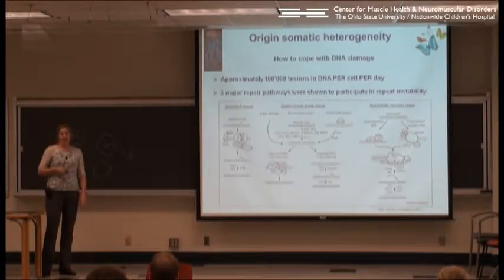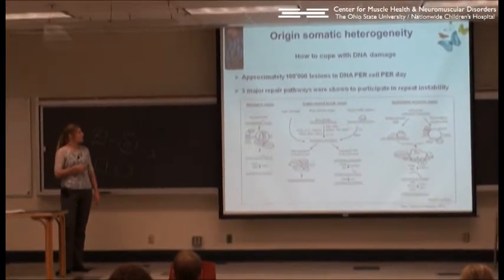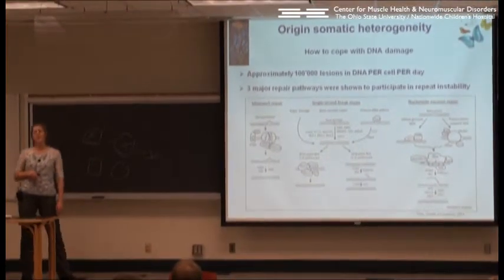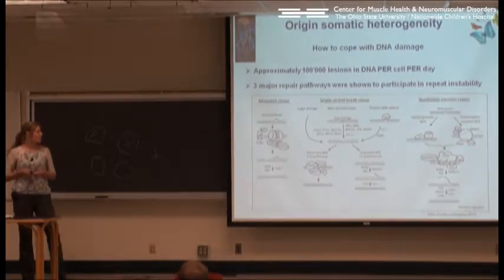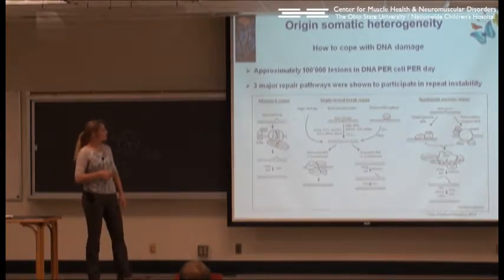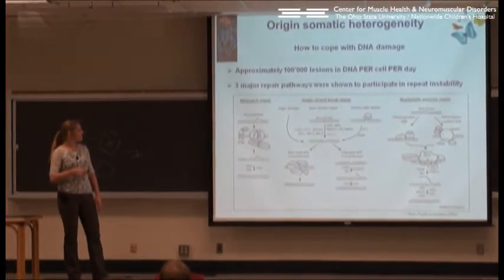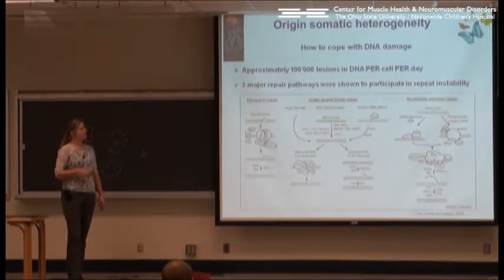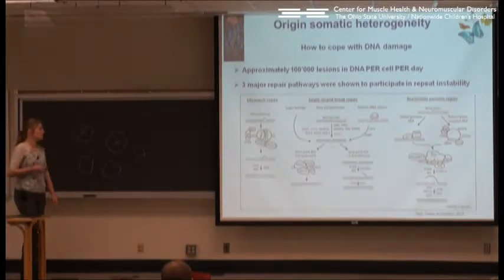And that might have to do with, as one argument goes, DNA damage repair, which every cell in the body has to do. About 100,000 lesions per day are occurring in a cell, and have to be corrected. So there are three major pathways that were shown to participate in repeat instability. One is mismatch repair, the second one is single strand break repair, and the third one is nucleotide excision repair. And all three can occur if you have C9orf72 repeat expansion.